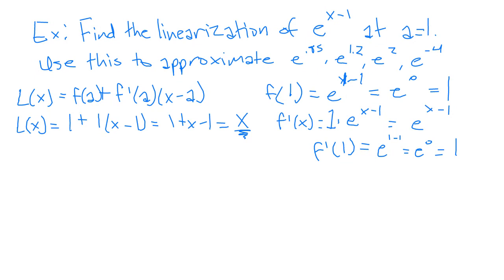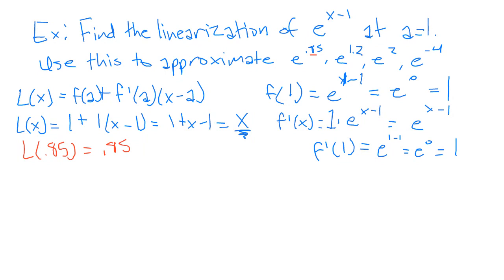So now it's time to go ahead and plug everything in. Now we're going to approximate. Let's start off with approximating e to the 0.85. So L of 0.85 would just be 0.85, because our value is just x, whatever we spit in is going to get spit back out.